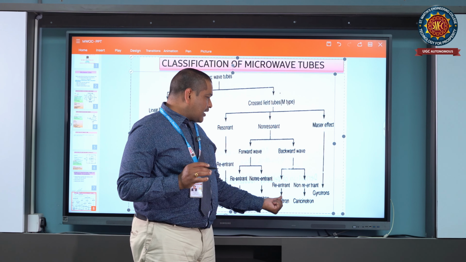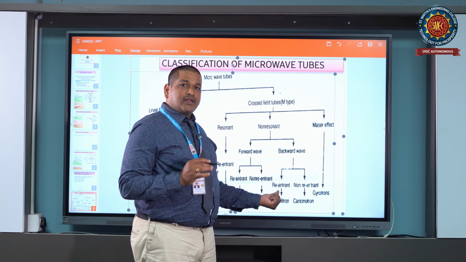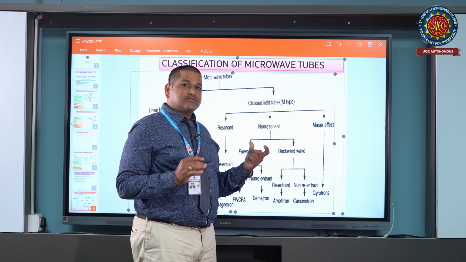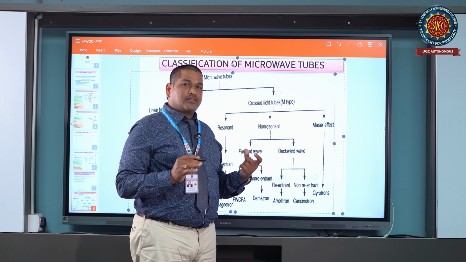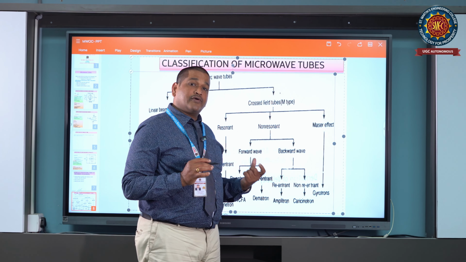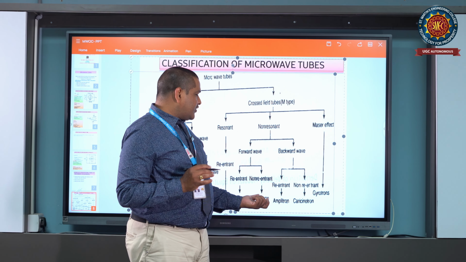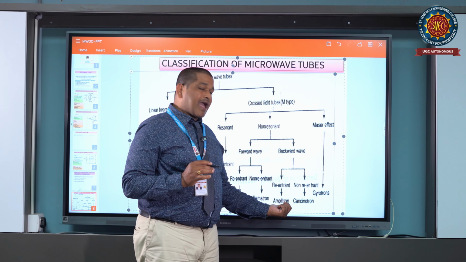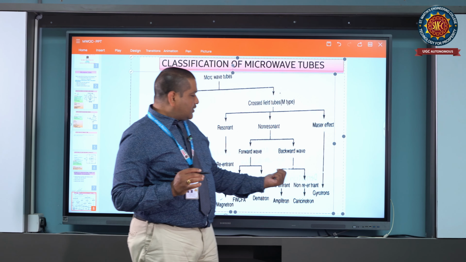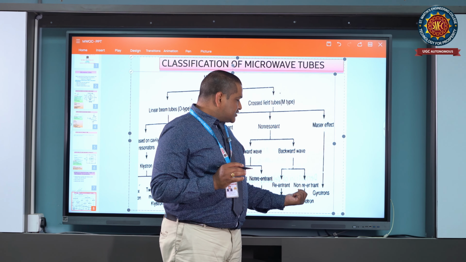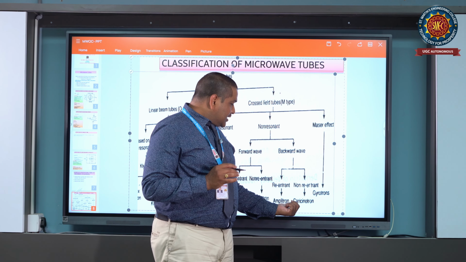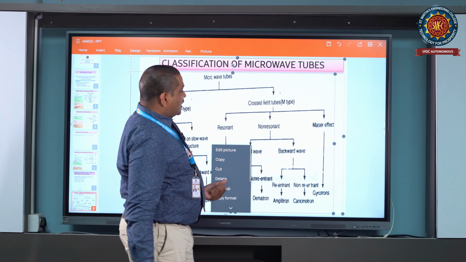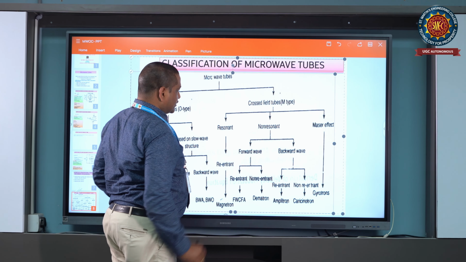They are reentrant type and non-reentrant type. Reentrant means where the inductance is nullified. The device which makes the inductance nullified is called the reentrant type device. The device used with this principle is called the amplitron, and the other device, which is a non-reentrant type, is called the calcinotron. So these are all the different devices which depend upon these principles.